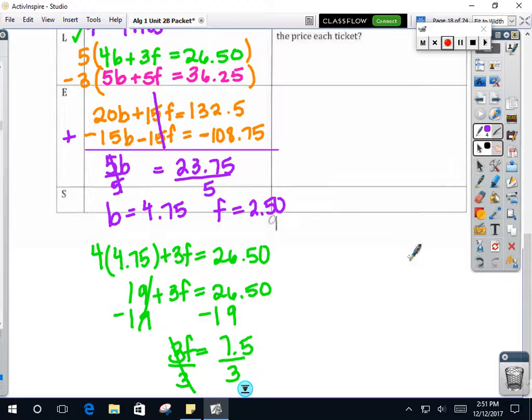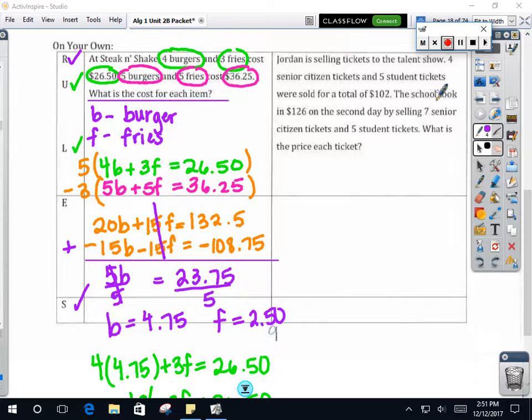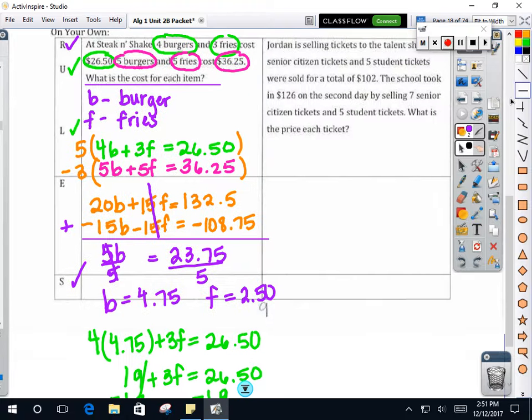Okay, now let's try the next one about Jordan is selling tickets. Jordan is selling tickets to the talent show. 4 senior citizen tickets and 5 student tickets were sold for a total of $102. The school took in $126 on the second day by selling 7 senior citizen tickets and 5 student tickets. What is the price of each ticket? Okay, so we've read the problem. What do I need to underline? What are they asking?